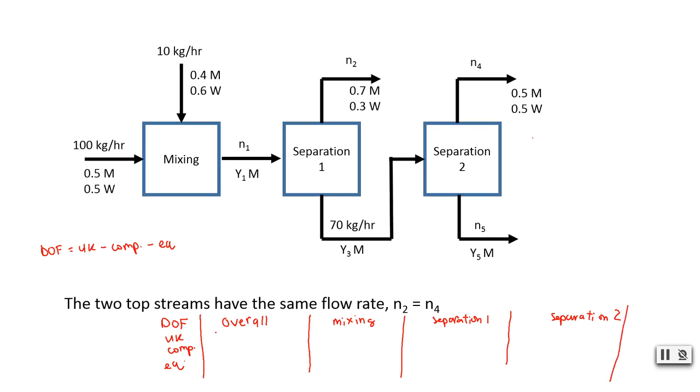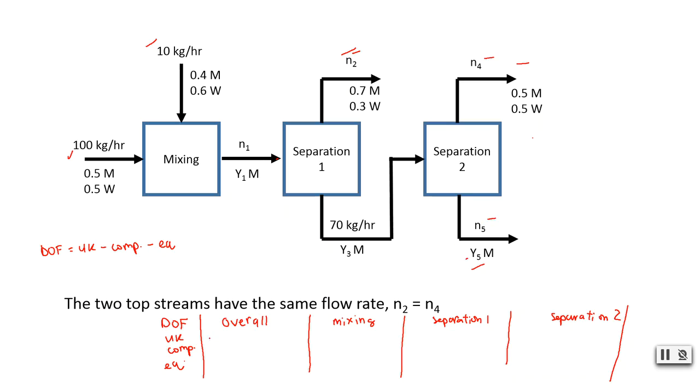Okay, for the overall process, what goes in is this one, and what goes out is this one, and also this one. We don't consider N1 and this 70 kg because this is part of the inside of the system. It doesn't go out or go in. So for overall, how many unknowns do we have? We have N2, N4, N5, and Y5.